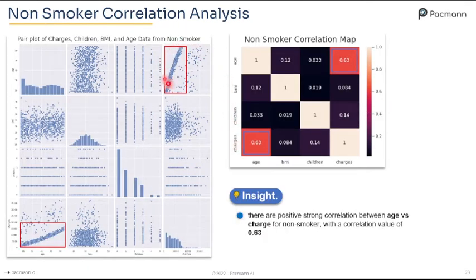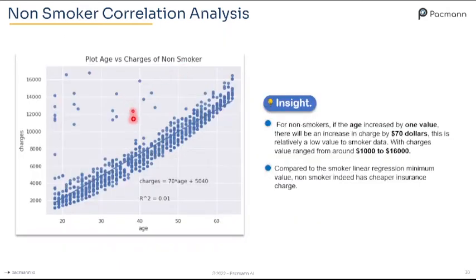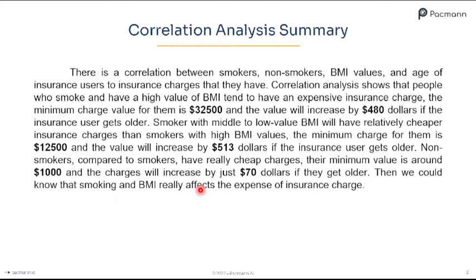This non-smoker correlation analysis shows us that there is a strong correlation and pattern between age and charges. Digging deeper into the non-smoker correlation analysis and creating a regression line, we found that if the age increases by one value, there will be an increase in charge of $70. The summary of the correlation analysis is that there is a correlation between smoker, BMI, and age, also for non-smokers.